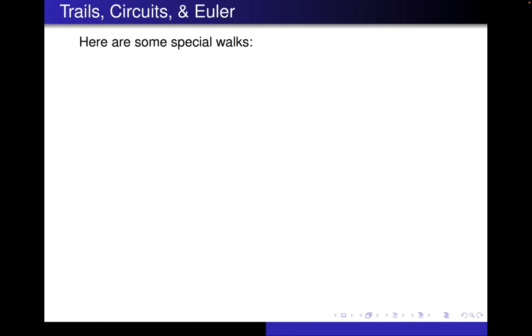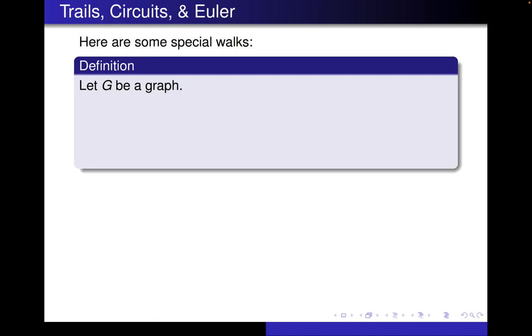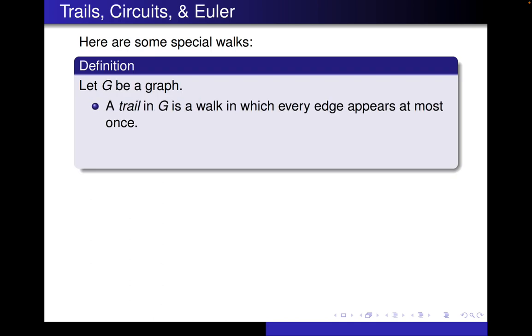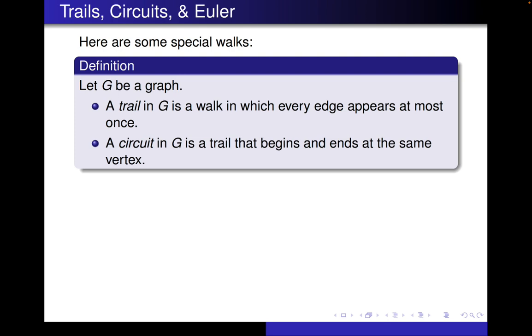So let's talk about some of the special walks that we looked at in the last video. If G is a graph, we say a trail in G is a walk in which every edge appears at most once in the trail. And a circuit is a trail, so every edge appears at most once, but it's special because it begins and ends at the same vertex. And then on top of this, we have some special trails and special circuits within the graph, which sometimes exist and sometimes do not exist.